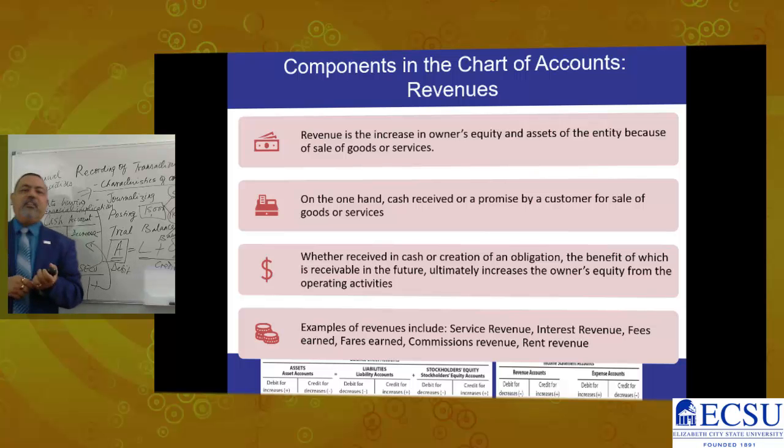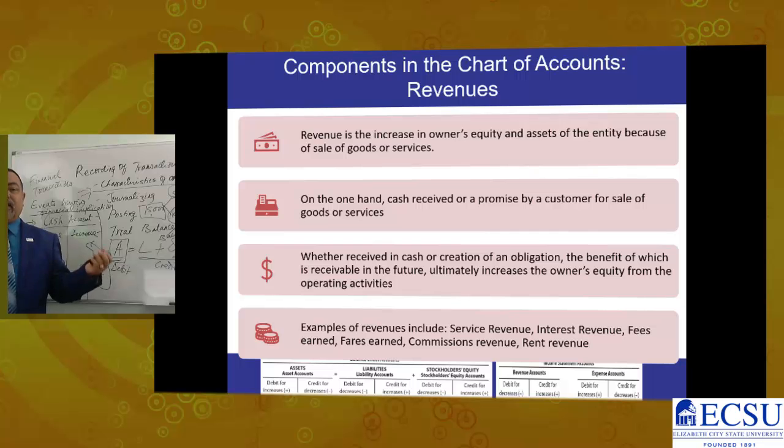Now, what is revenue? Revenue is the increase in the owner's equity and the assets of the entity because I have sold goods or provided services. If I sell goods or provide service in cash, I receive a cash amount and therefore my asset will increase. Similarly, the owner's equity also increases because they are earning something. And then, if you are selling goods on credit, I will be creating an obligation that's known as accounts receivable. Again, that's going to be an asset. So that will be the revenue.